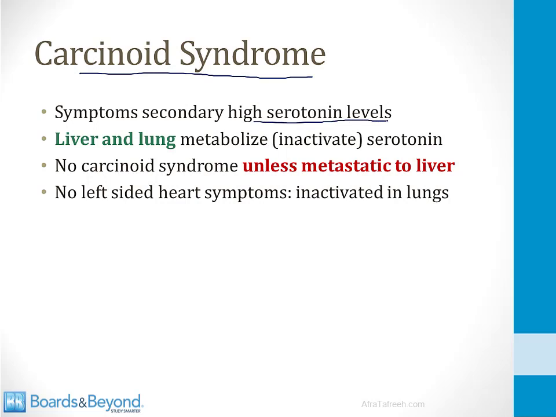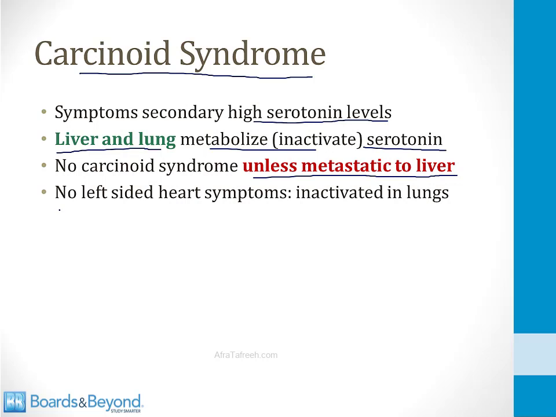Now, most of these tumors occur in the GI tract. However, the liver and the lung metabolize and inactivate much of the serotonin secreted from these tumors in the GI tract. This means that a GI carcinoid tumor is not going to cause the carcinoid syndrome unless it's metastatic to the liver. If it's confined to the GI tract, it will release serotonin, which will be inactivated in the liver, and there will be no symptoms. If it's metastatic to the liver, however, those mets can release serotonin, which can now travel and cause symptoms.